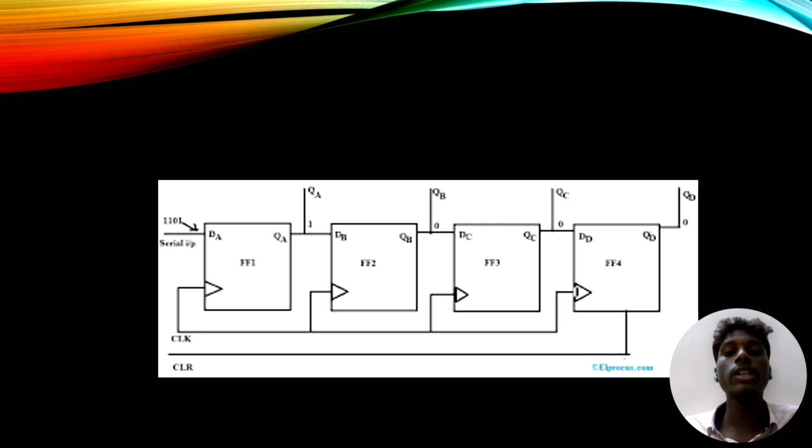Therefore, this configuration is called serial in parallel out, or SIPO, shift register. This 4-bit SIPO register is a simplified yet powerful digital circuit that demonstrates how serial data can be efficiently converted to parallel form for use in digital systems.